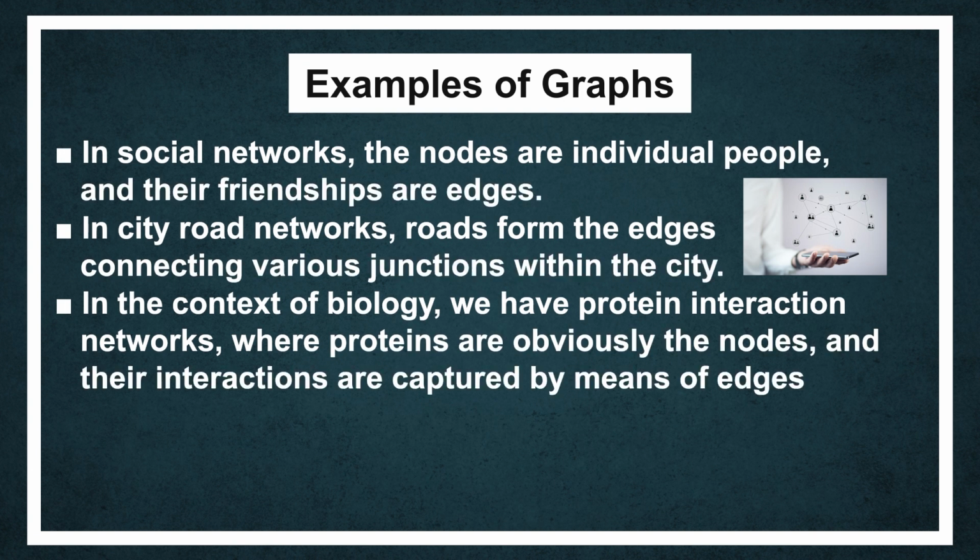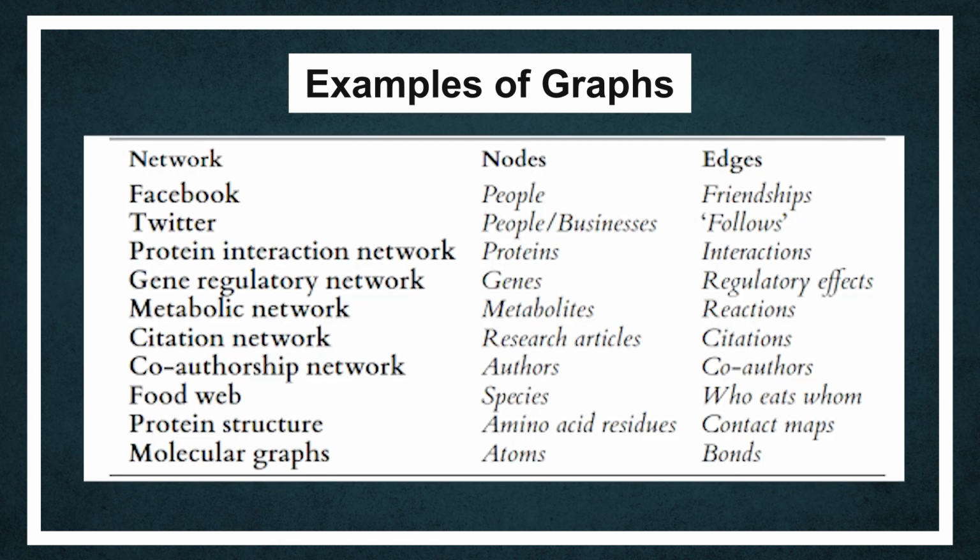To fix ideas, let us review a few examples of graphs. Every graph, as discussed above, needs to be described by a set of nodes or vertices and a set of edges. In a social network, nodes are individual people and their friendships are edges. In city road networks, roads form the edges connecting various junctions within the city. In the context of biology, we have protein interaction networks, where proteins are obviously the nodes and their interactions are captured by means of edges. A few networks are provided in the given table, indicating what their nodes and edges typically describe.